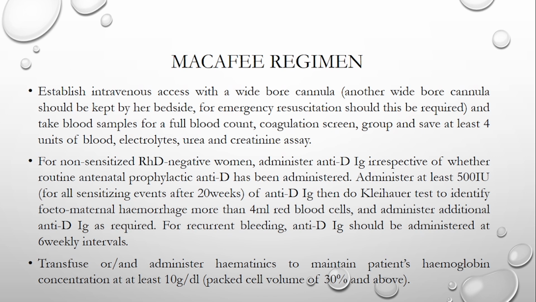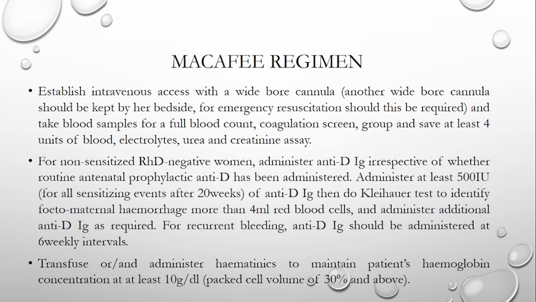For non-sensitized rhesus negative women, there might be a need to administer anti-D immunoglobulin, irrespective of whether routine antenatal prophylaxis has been administered. At least 500 international units of anti-D immunoglobulin is appropriate for all sensitizing events after 20 weeks.